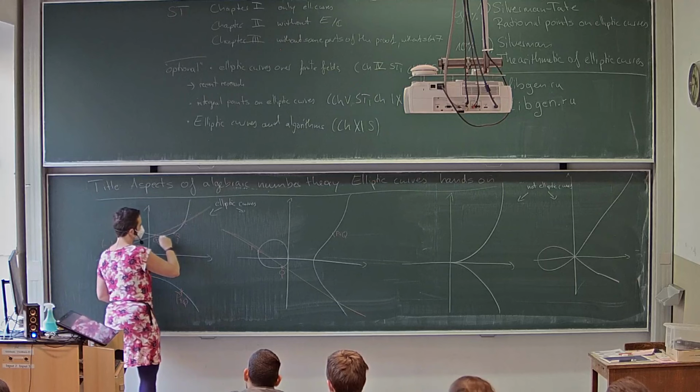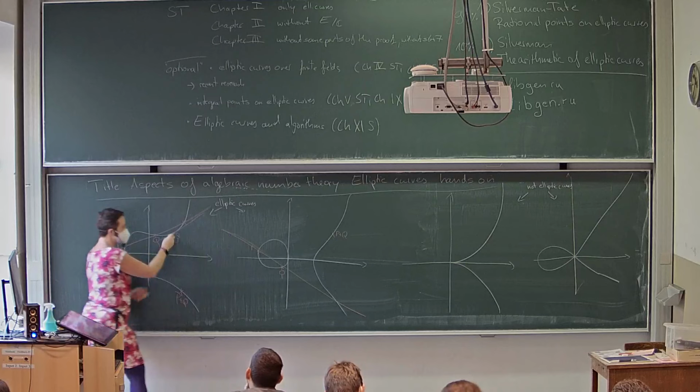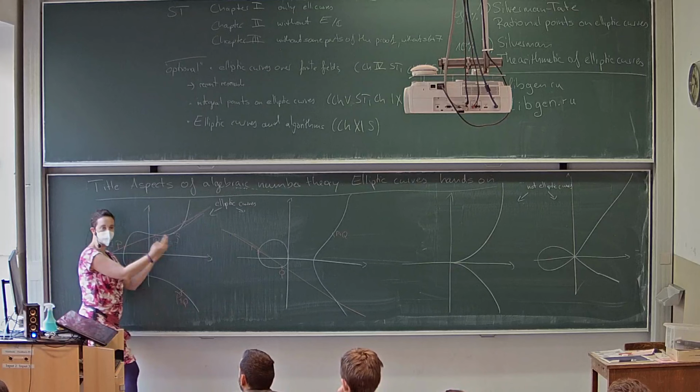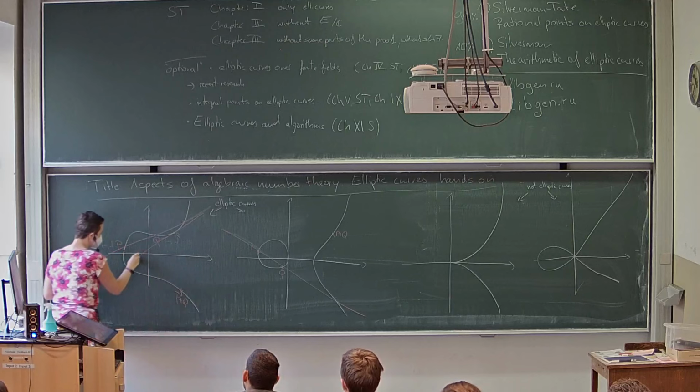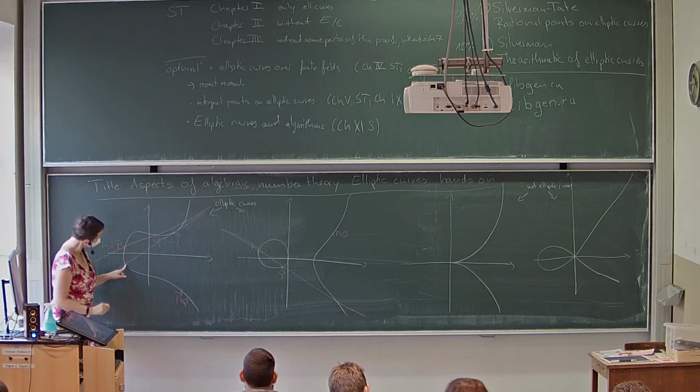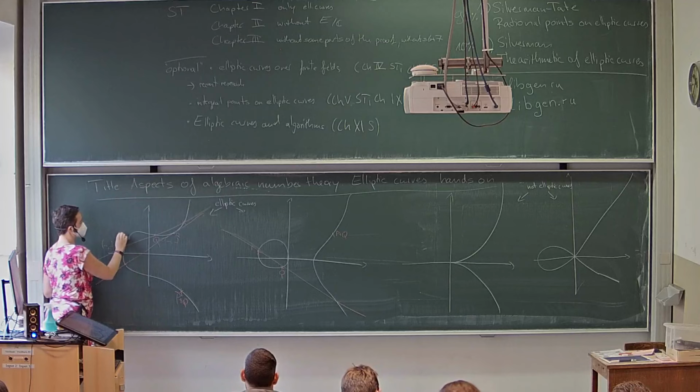Because it should intersect the curve in exactly 2 points at R. So this is the tangent because it has multiplicity 2 here. And we draw this line. And again, get a third point of intersection and reflect it here. And this is 2 times R.